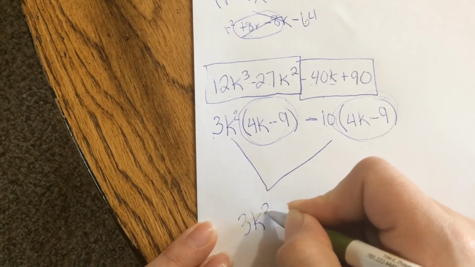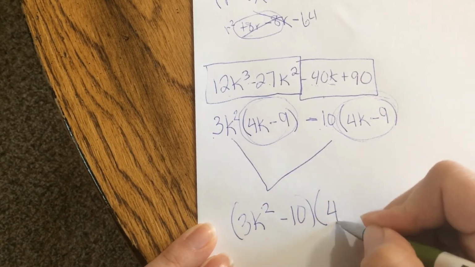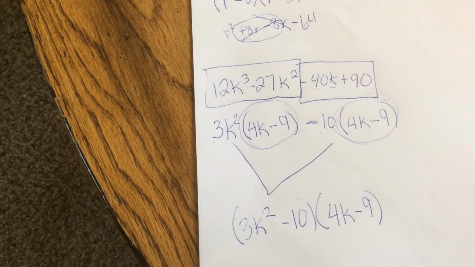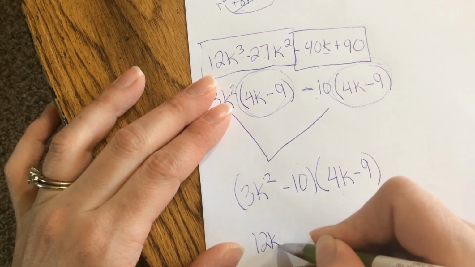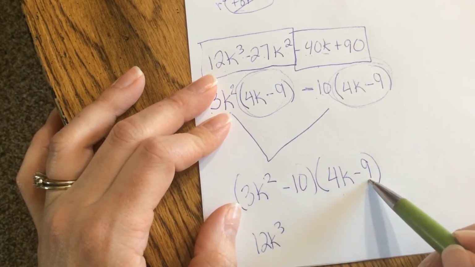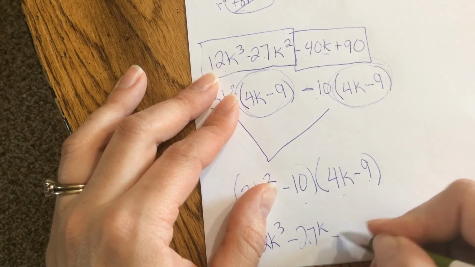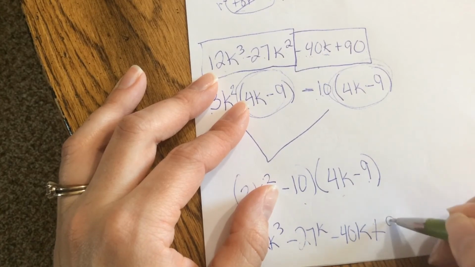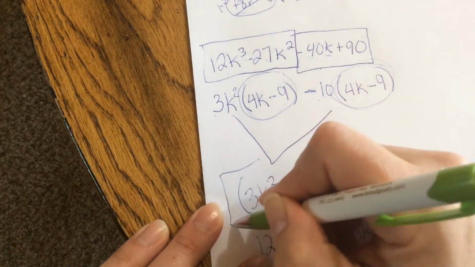So I have 3k squared minus 10 times that quantity that was the same. And where this really comes from is that distributive property. If I check this over, 3k squared times 4k gives me 12k to the 3rd. 3 times negative 9 gives me a negative 27k. Insides, negative 10 times 4 gives me a negative 40k. And last, negative times a negative gives me a positive 90, which is exactly what I started with. So these are my factors.